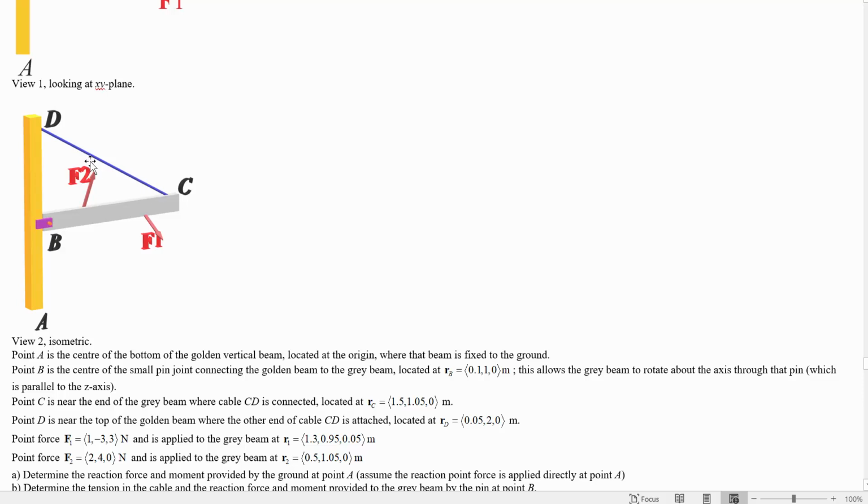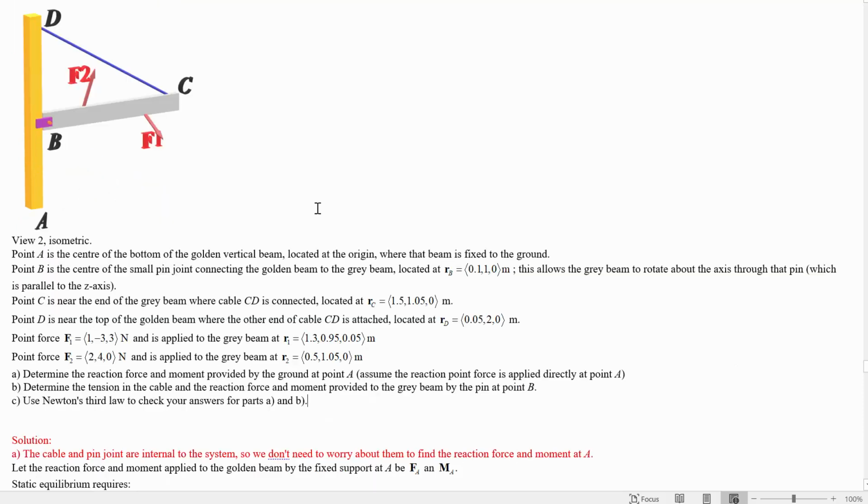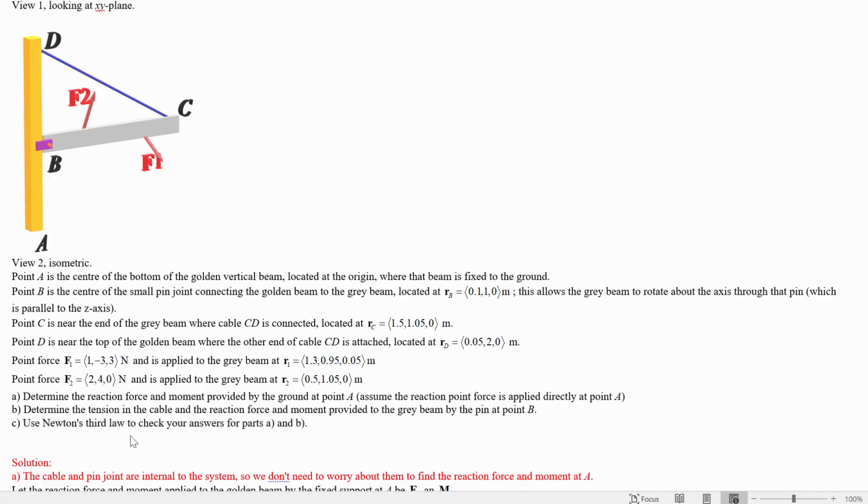Same thing for the tension. The force that this beam is applying here via this cable is equal and opposite to the force that this beam is applying on the golden one via the same cable. So once we've got the things worked out in A and B, we can also use that as a check of the work by figuring out the net force and moment on ABD. All right, let's get going.